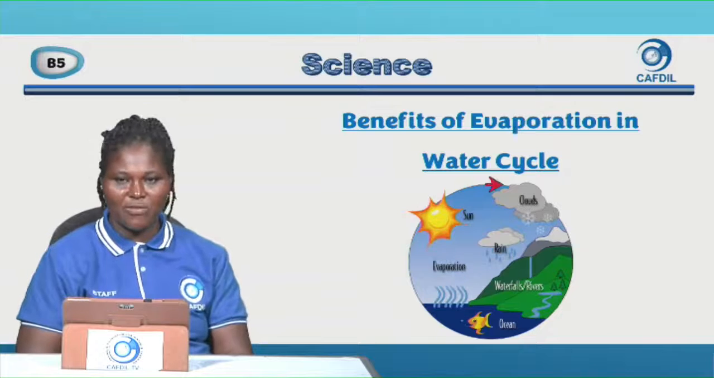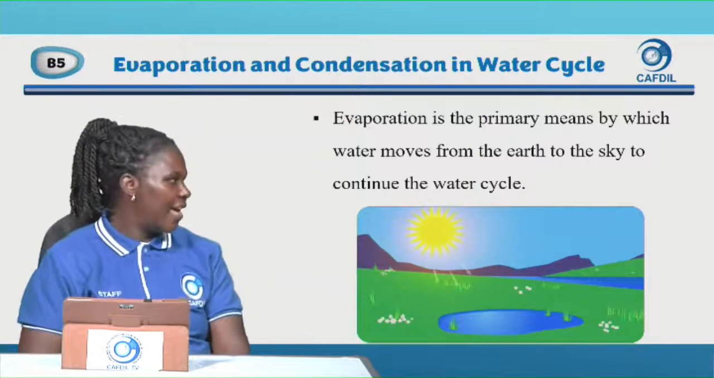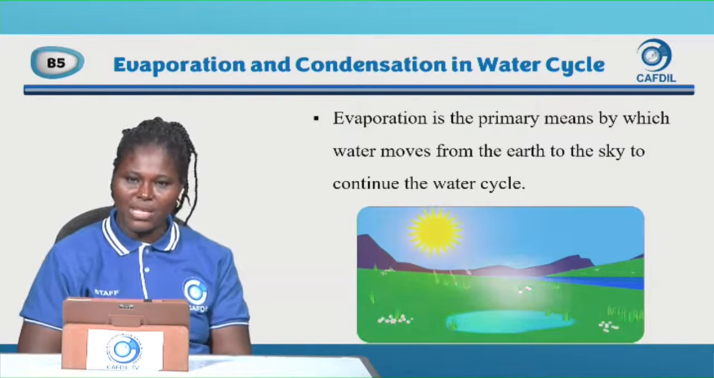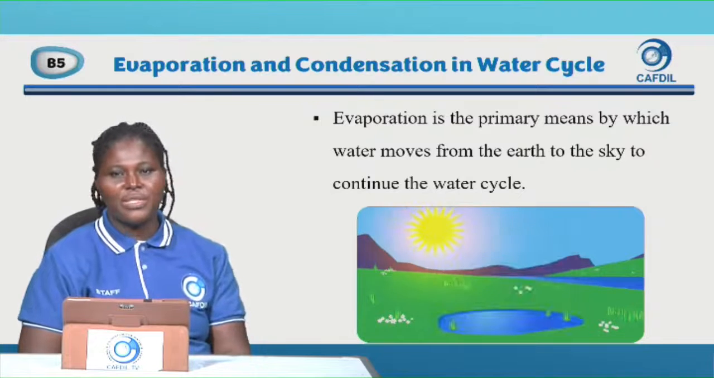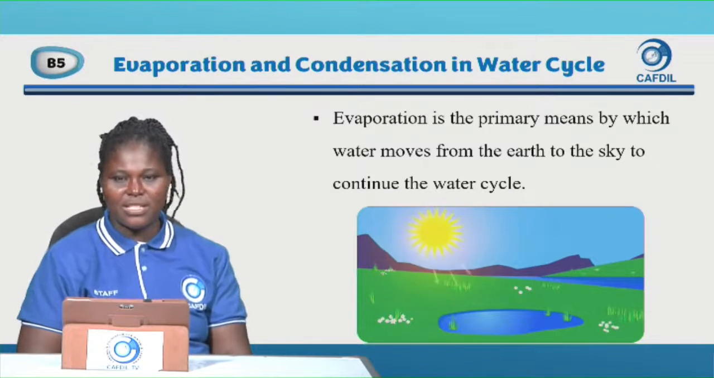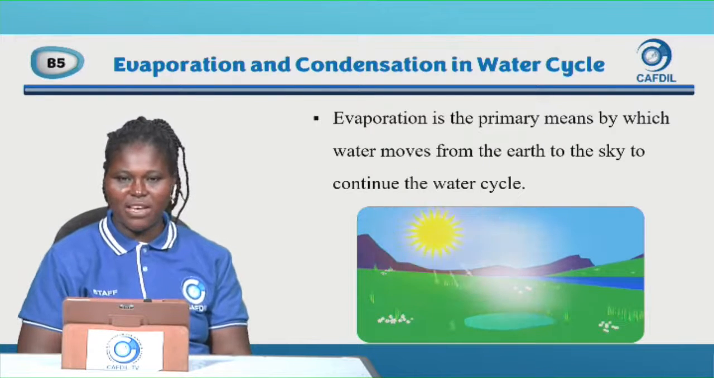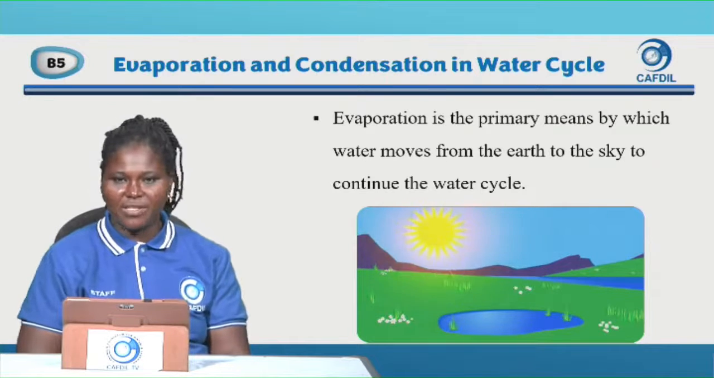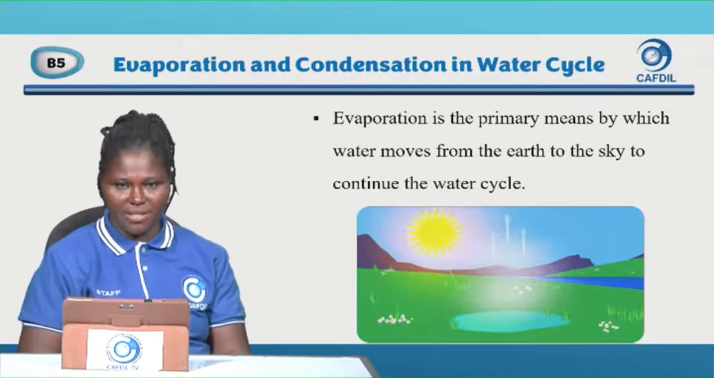What is the benefit of evaporation in the water cycle? 1. Evaporation is the primary means by which water moves from the earth to the sky to continue the water cycle. So this is the first stage of the water cycle. Without evaporation, there will be no rain. The sun gives the water bodies energy to evaporate.